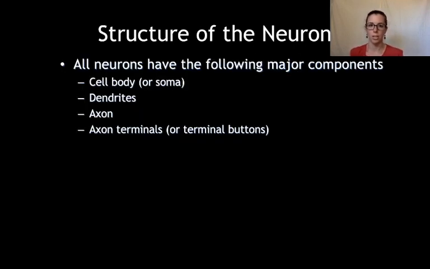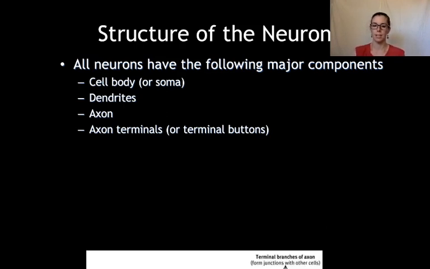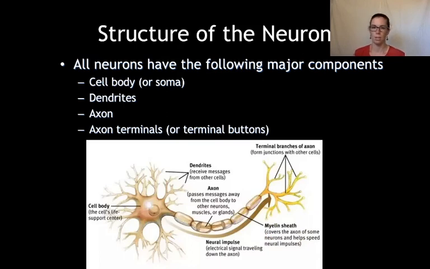So you need to know the structure of the neuron and the function of each structure, okay? So all neurons have the following major components: a cell body or a soma, dendrites, axon terminals. This is a prototypical picture of a neuron that we use. Not all neurons look exactly like this, but this is the one you'll probably see most frequently. So you can see the cell body, that's where the nucleus is, okay? You can also see the dendrites. The dendrites are the branch-like projections off of the cell body.